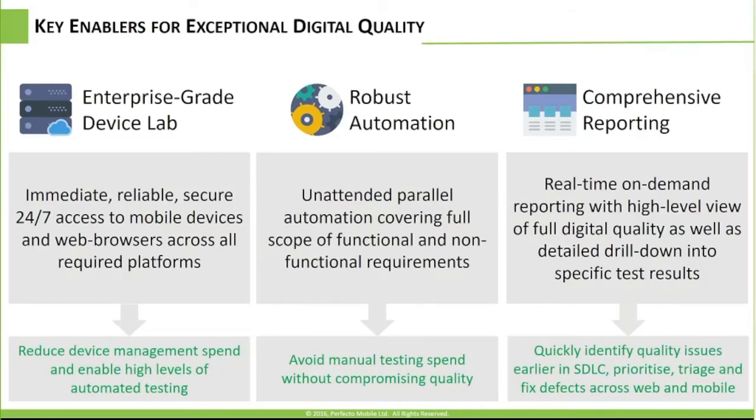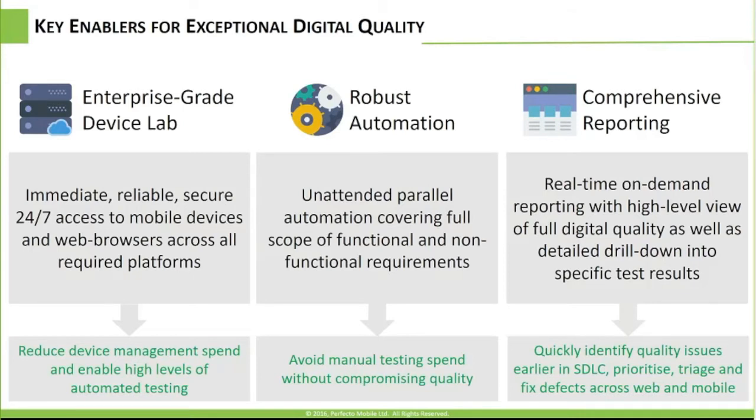So the next level is robust automation. The robust automation requires the lab in order to be effective. But it also provides an unattended parallel automation that needs to cover the full scope of functional as well as non-functional requirements. And the benefit here is that rather than having a very heavy load of manual testing, that can be avoided by shifting into the automated way of testing without compromising quality.